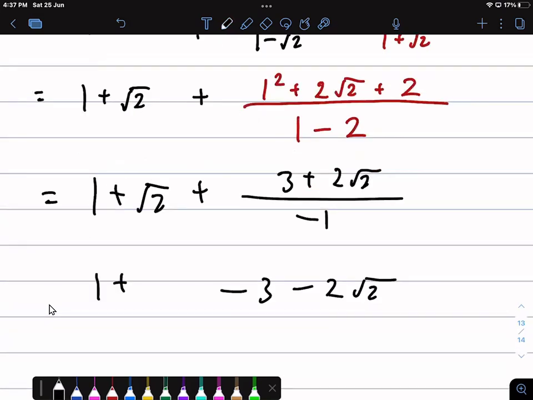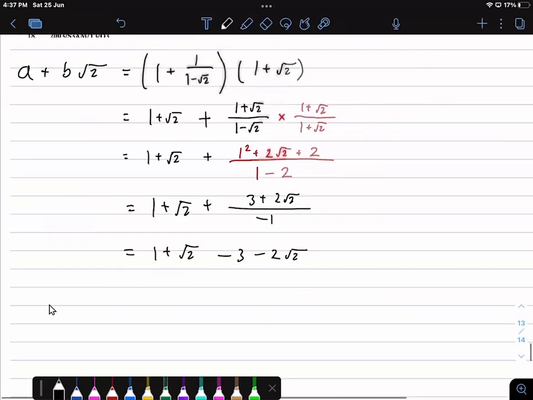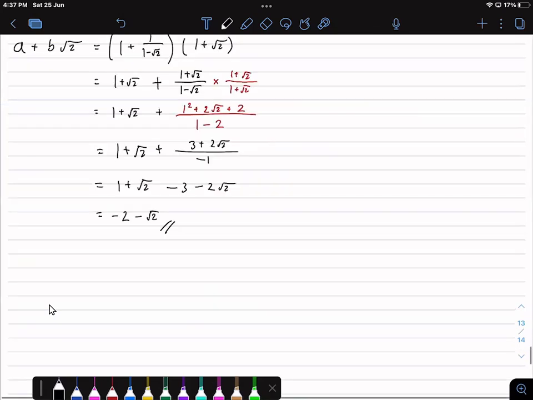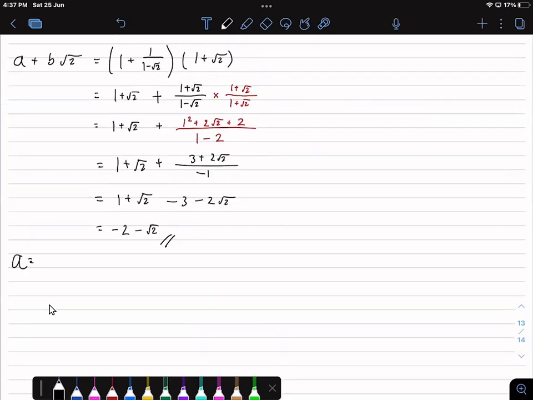1 plus root 2 in front, just copy paste. Anything else to simplify? Yes, 1 minus 3 is negative 2, plus 1 copy of root 2 minus 2 copies of root 2, which is negative 1 copy of root 2. Therefore, a equals negative 2. B equals? Minus 1, correct.